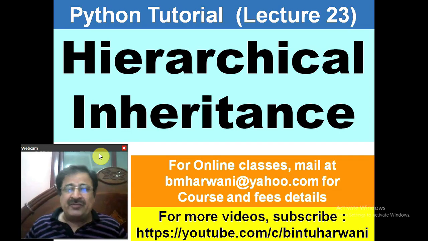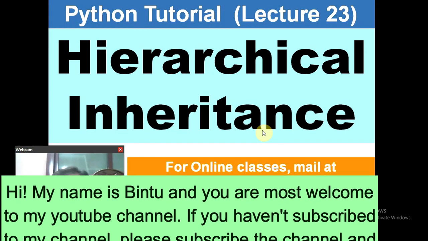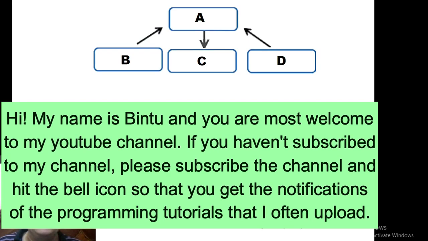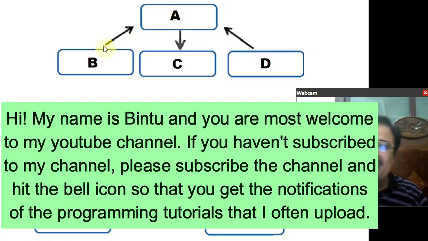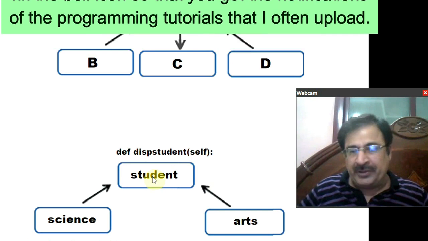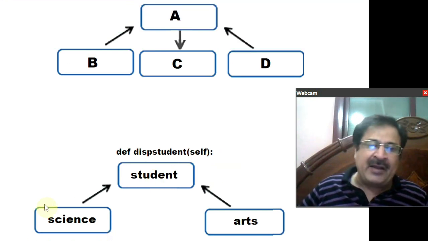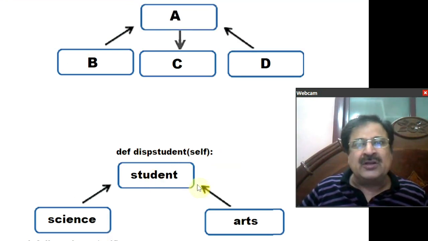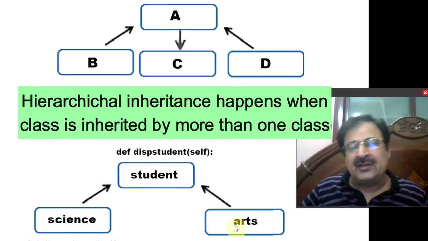In this lecture we will learn about hierarchical inheritance. Now what is hierarchical inheritance? See, when a class is inherited by two or more classes, we call it hierarchical inheritance. For example, let us assume that there is a class student which is being inherited by a class science, and this student class is also being inherited by another class arts.